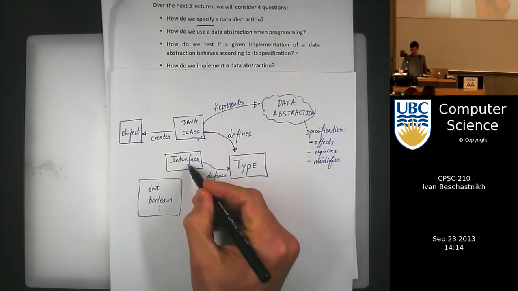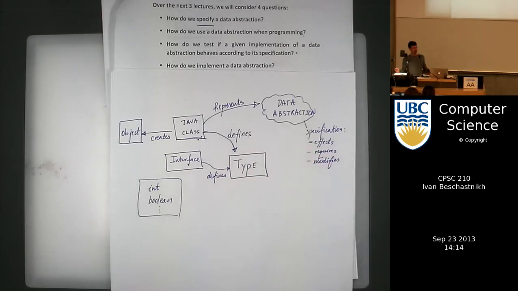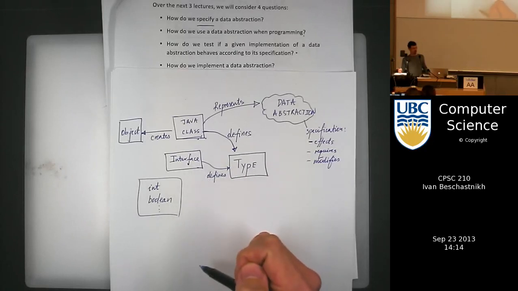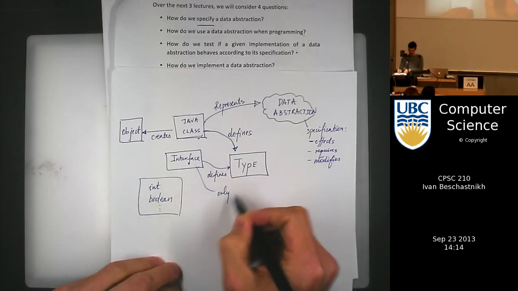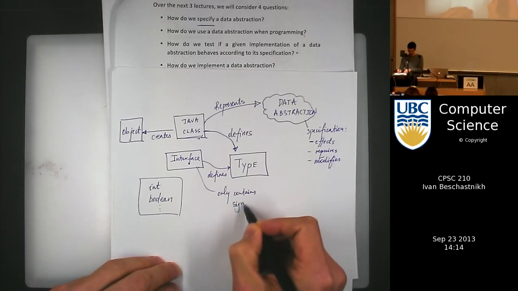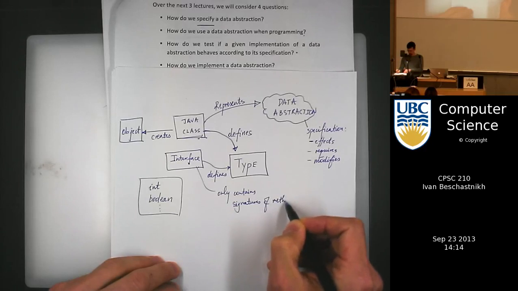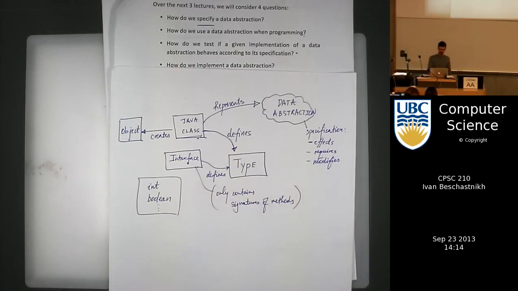And the difference is that the Java class represents the data abstraction. It also implements the data abstraction. The interface defines a type, but it doesn't implement anything. So an interface only contains signatures of methods. And a method signature is essentially just the first line, the declaration of a method.